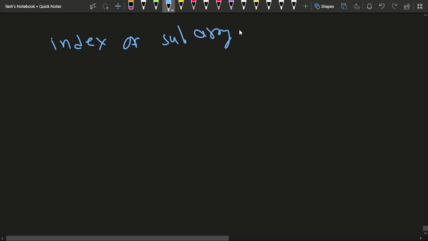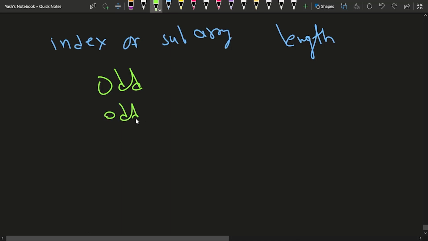You can consider length, right? So what length of subarray, or length of segment, you can say length of subarray. What you have to do is, there can be four cases that are possible: if the index is odd, if the index is even, again.